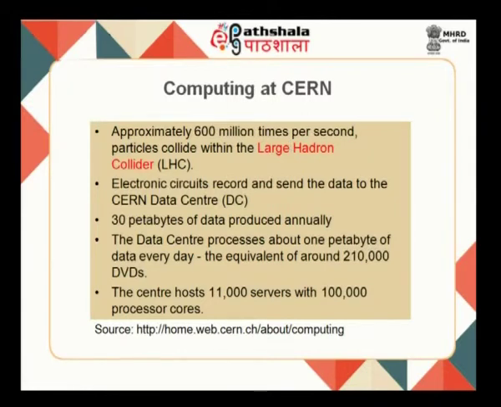Now, all this collision information needs to be captured. So, we have a lot of electronic circuits that will record and send the data to the CERN data center. In CERN's data center, 30 petabytes of data are produced annually. The data center actually processes about 1 petabyte of data every day, which is equivalent to 210,000 DVDs. The center actually hosts 11,000 servers and 1 lakh processor cores. Now, this example will help you to clearly visualize what exactly big data is. And now, when you want to do an analysis, this is what is real data analytics.